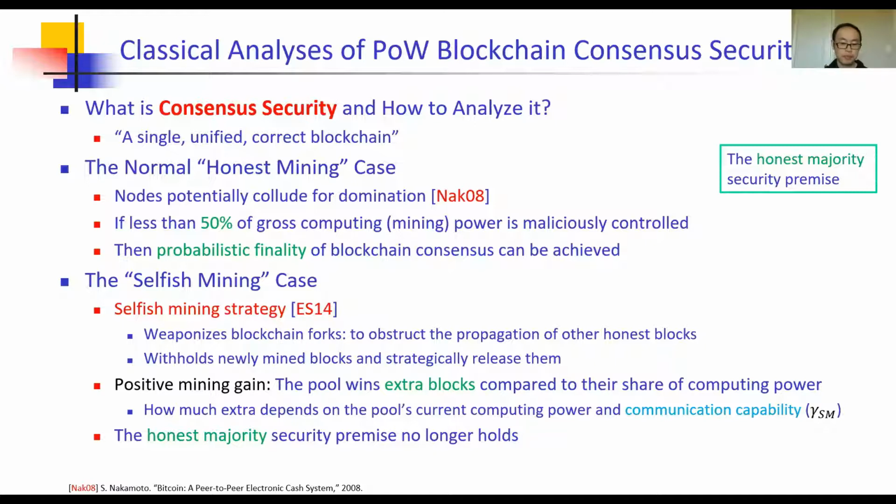So as a result, the honest majority premise no longer holds for selfish mining, because when other nodes see the selfish mining pool has extra mining gain, from the game theoretic point of view, they will join the selfish mining pool.